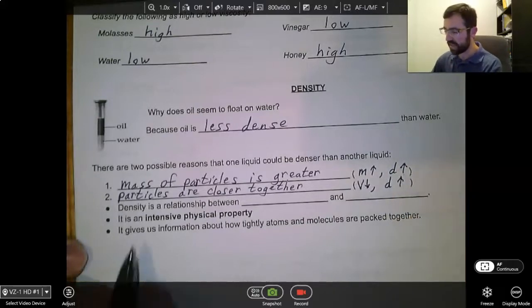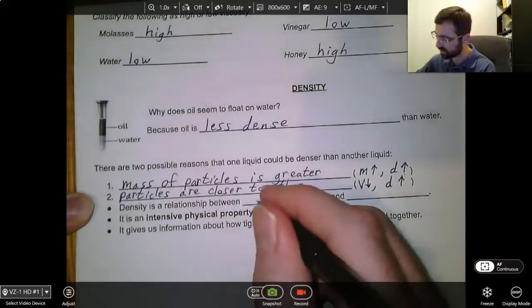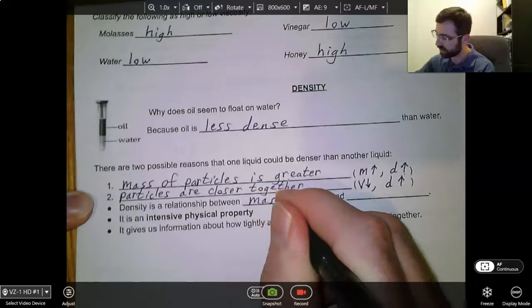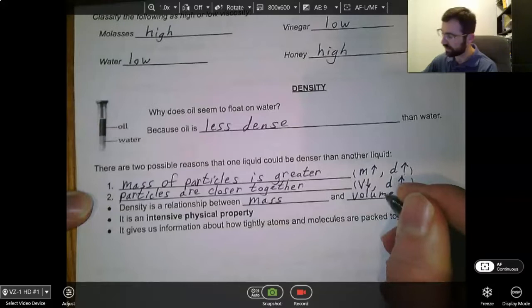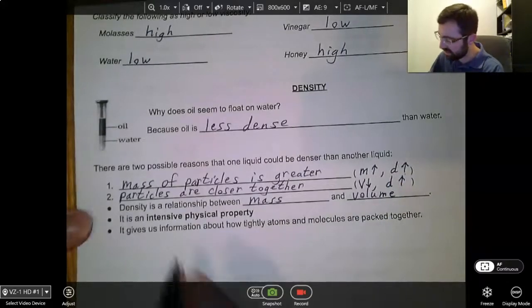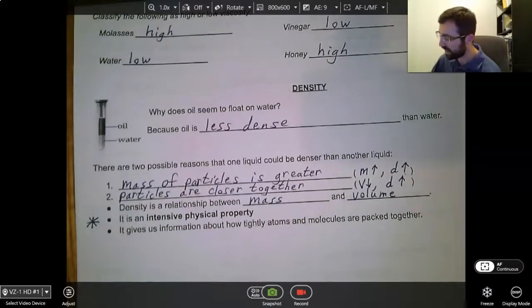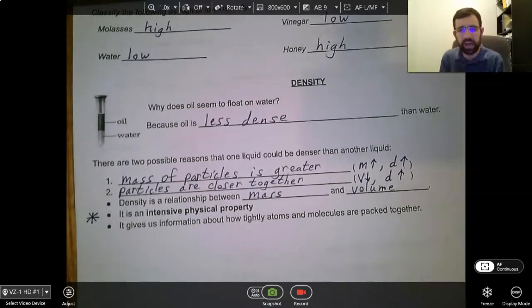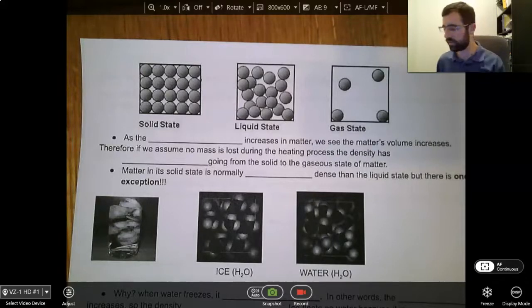So density is actually a relationship between these two variables, between mass and volume. It is an intensive physical property. Don't miss that. It's an intensive physical property. And it gives us information about how tightly the atoms or the molecules in a substance are packed together. So with that, let's go on to look at some examples of how we can think through this.